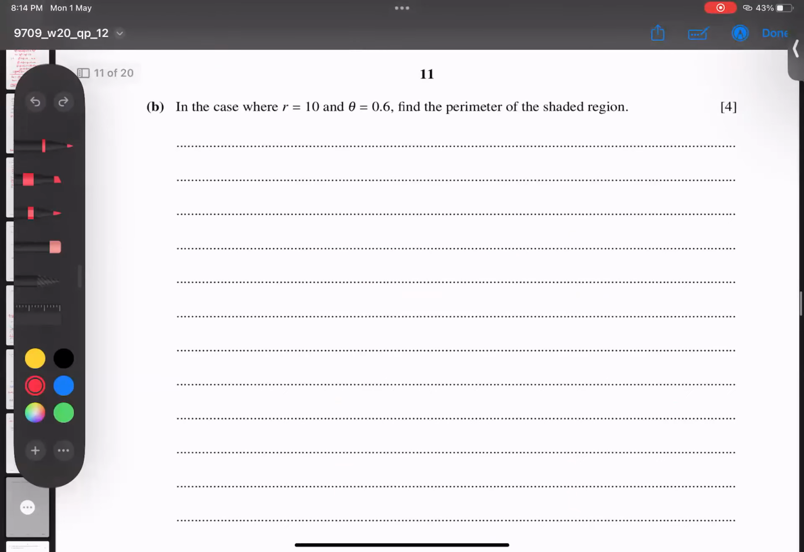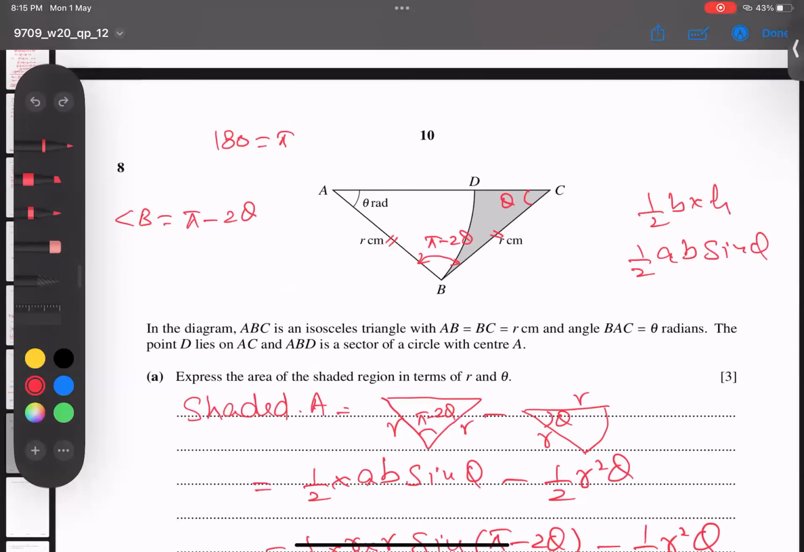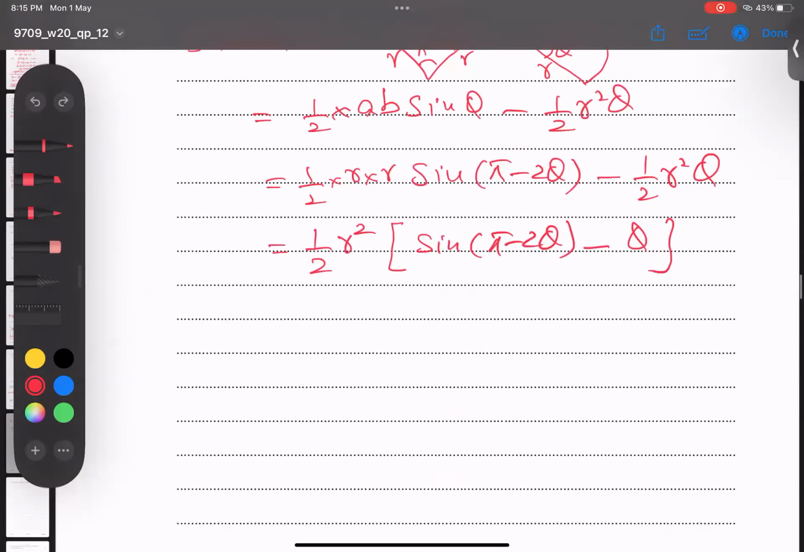So part B, students, we have been given r and tan theta. Find the perimeter of the shaded region. So what is the perimeter of the shaded region, students? If you look carefully at this triangle, we need the straight length BC, the arc length, and DC. So three parts are needed. So let's start. What is the perimeter, students?